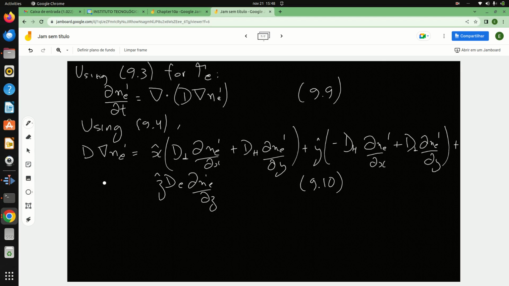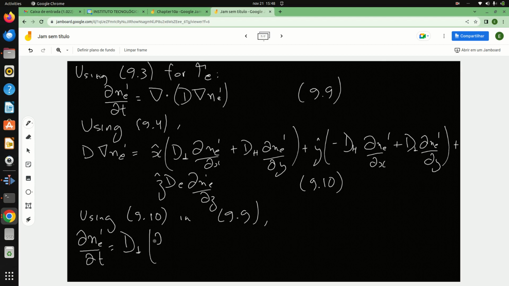If we use 9.10 into 9.9, you can see that this is actually D perp times del squared over del x squared plus del squared over del y squared of N E, plus D E del squared N E over del z squared.